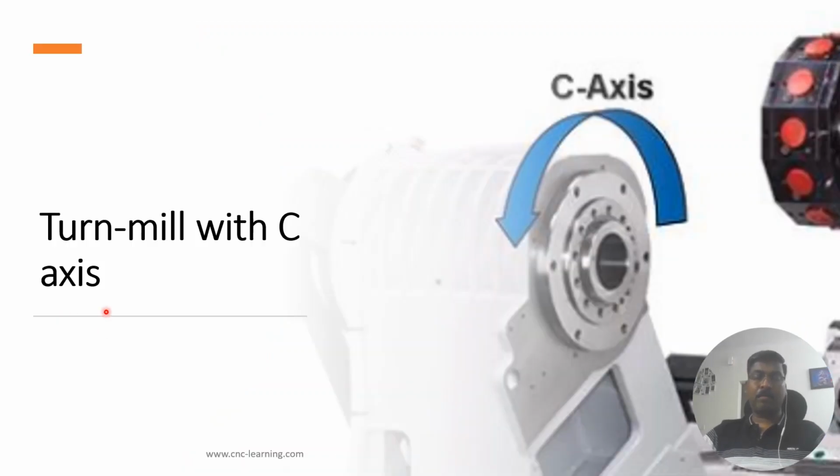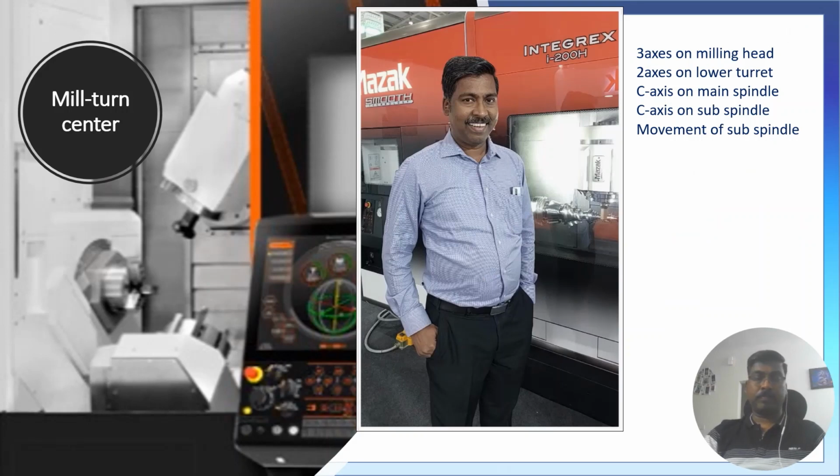So this is a turn mill with C axis. So there is a control movement for the spindle. And this is a mill turn center. We'll see what is the difference between a turn mill center and mill turn center. Turn mill center is a machine where you can do more of turning and light milling. Whereas in mill turn center, you can do both turning and milling, and even heavy milling can be done.